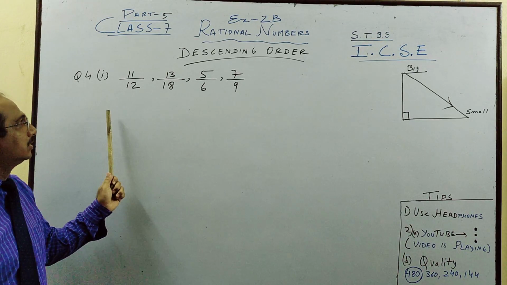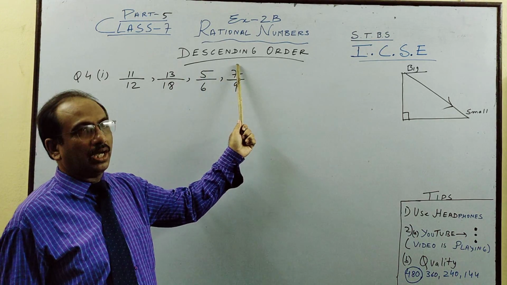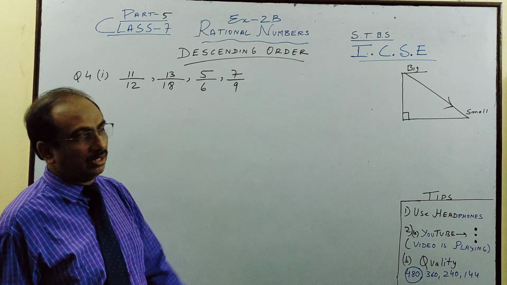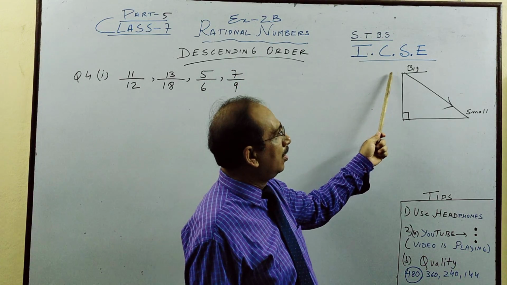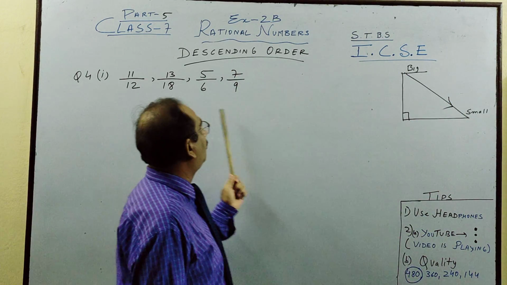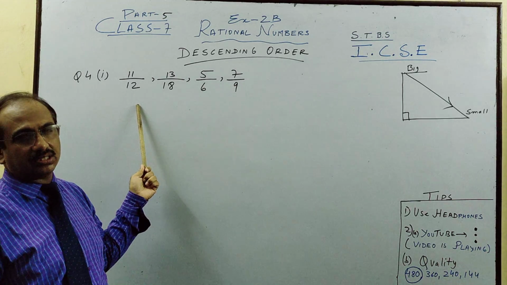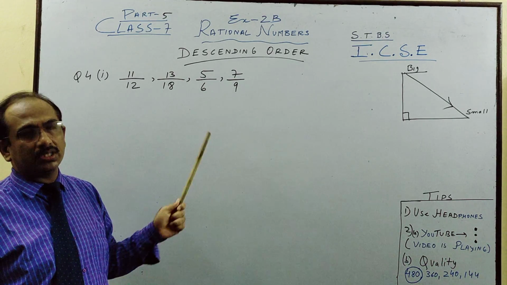So let us see this sum, which we have to write in descending order. Descending means big to small. So first we will see which is the biggest, and then we go on to the smallest.